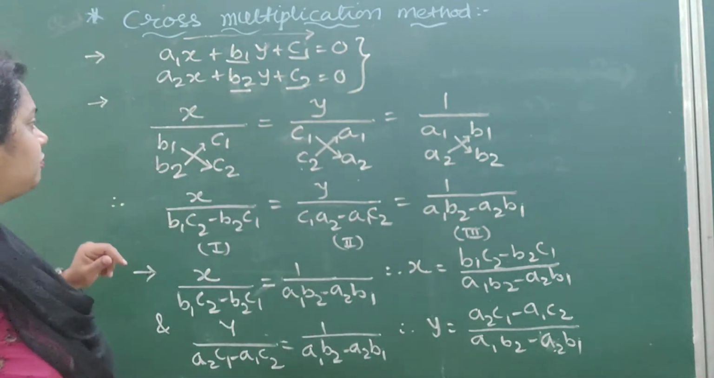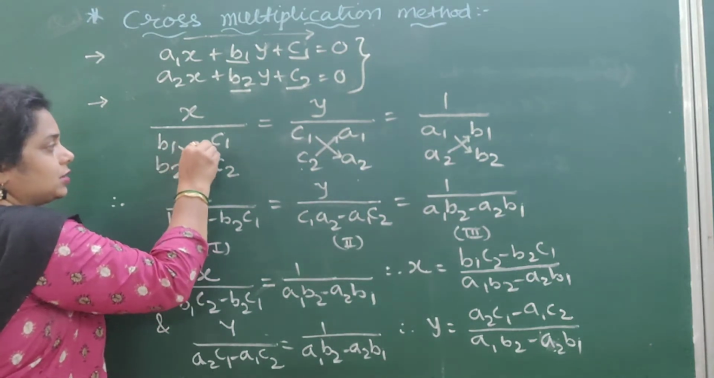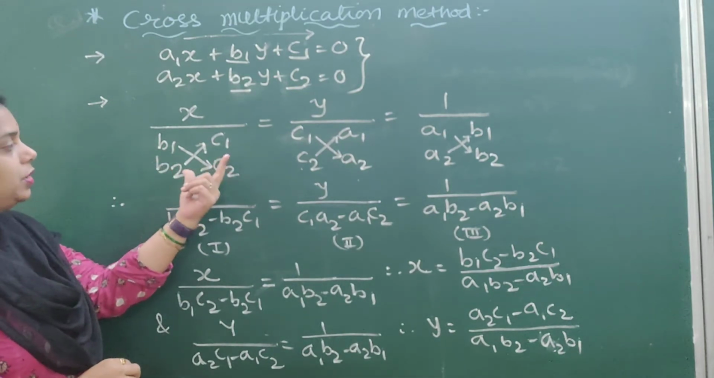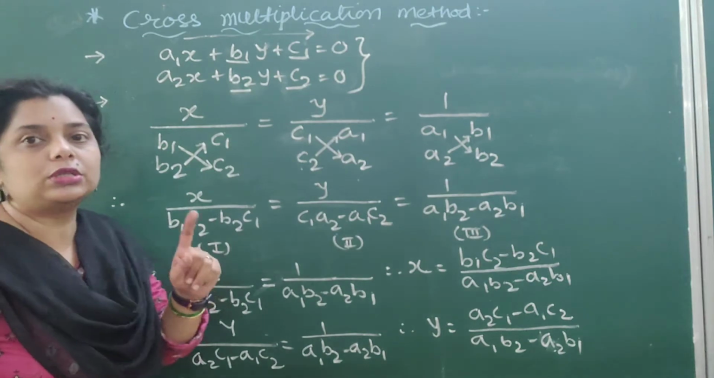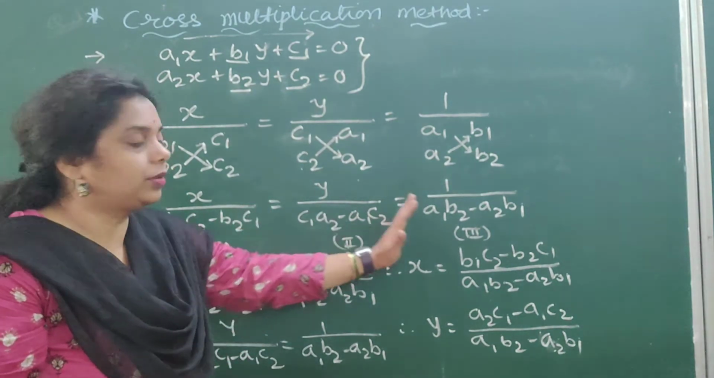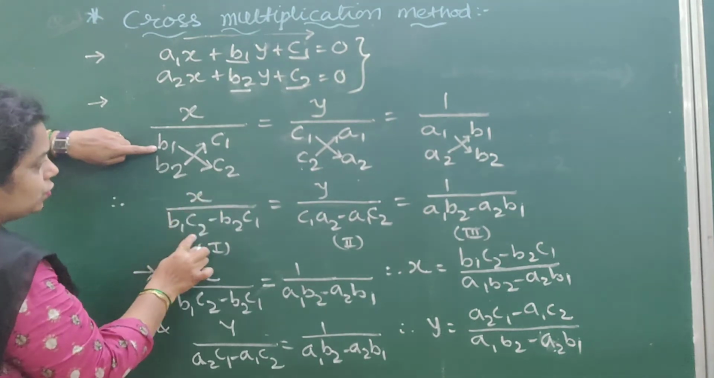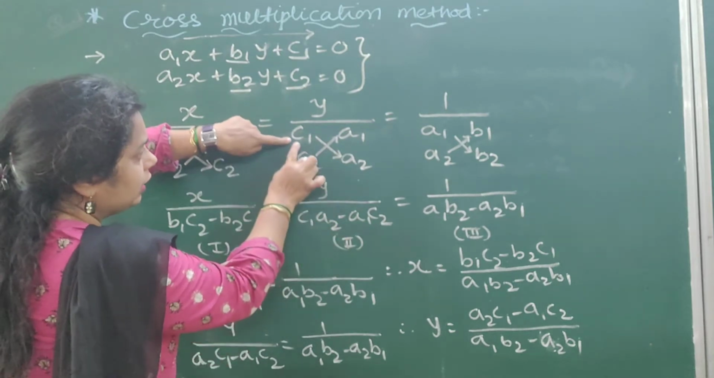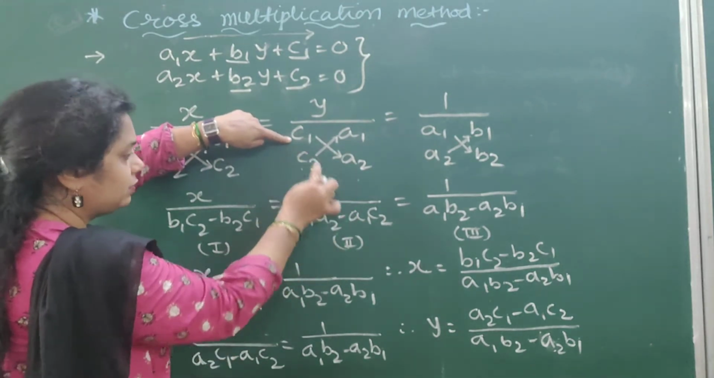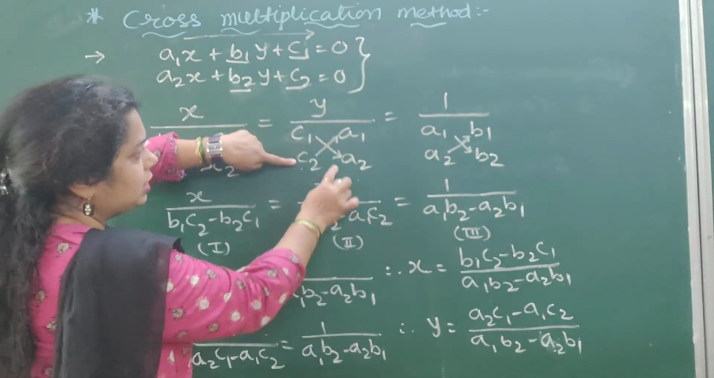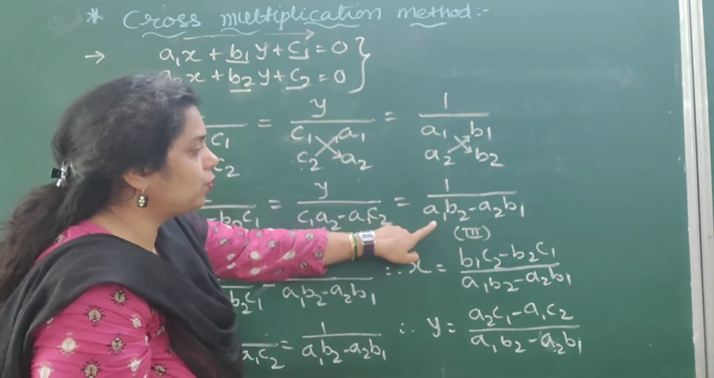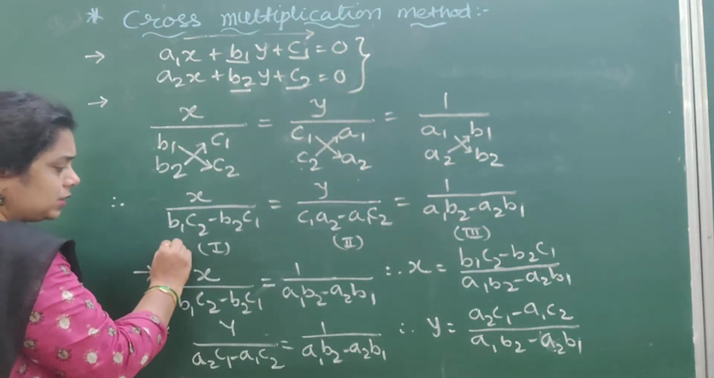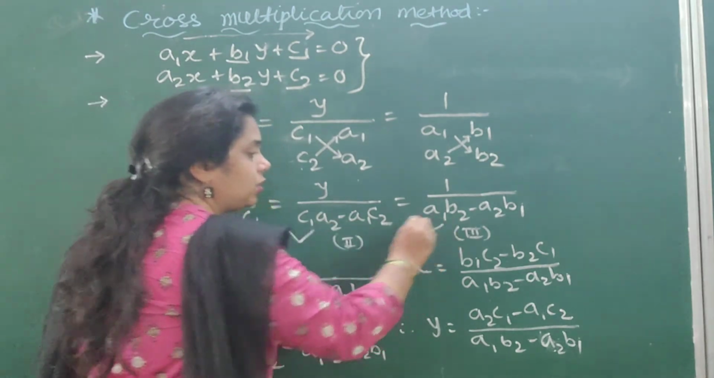Now after that we have to do a cross multiplication like this. If we do a cross multiplication, between the cross multiplication we have to use a minus sign in each term. So here x by b1 c2 minus b2 c1 is equal to y by a1 c2 or a2 c1, you can write anyone, minus a1 c2 is equal to 1 by a1 b2 minus a2 b1. So this is the first portion, second portion and the third portion.